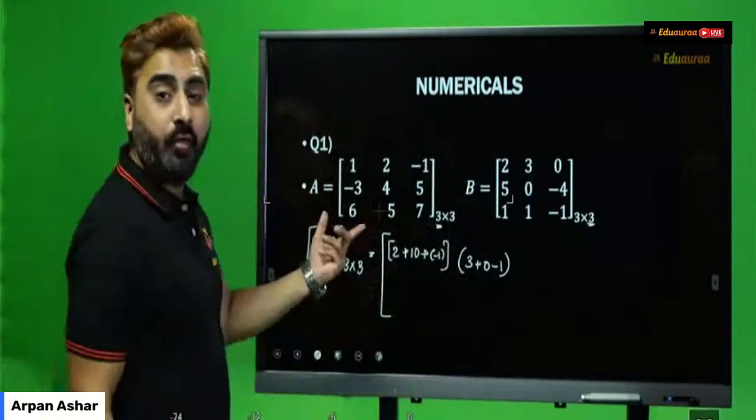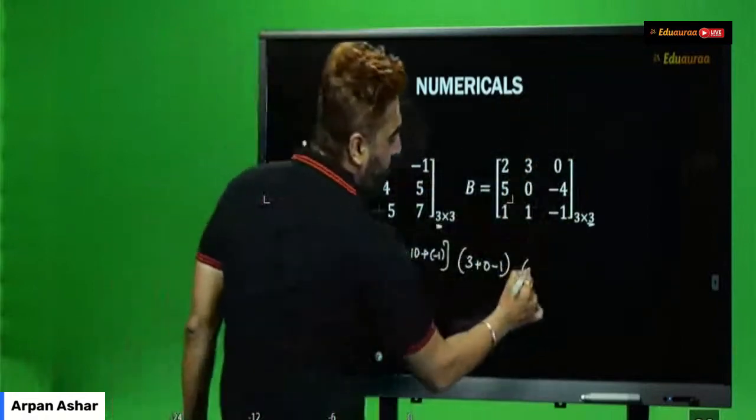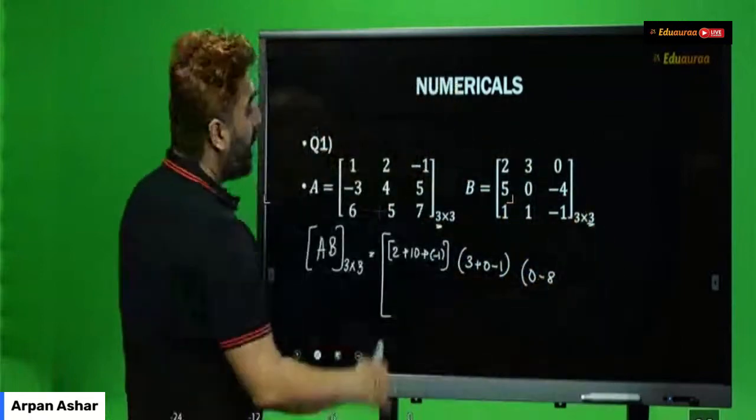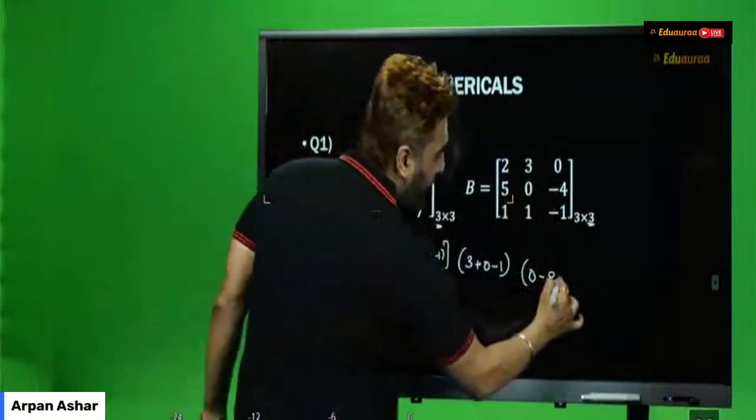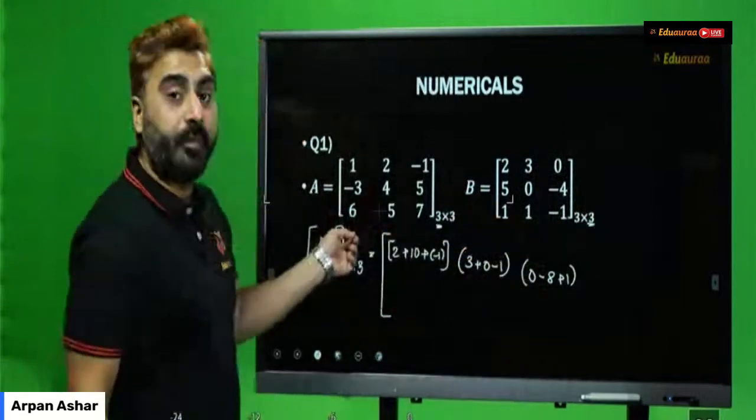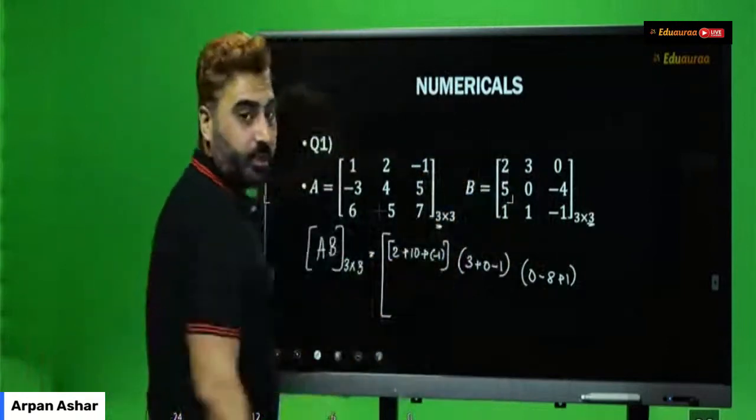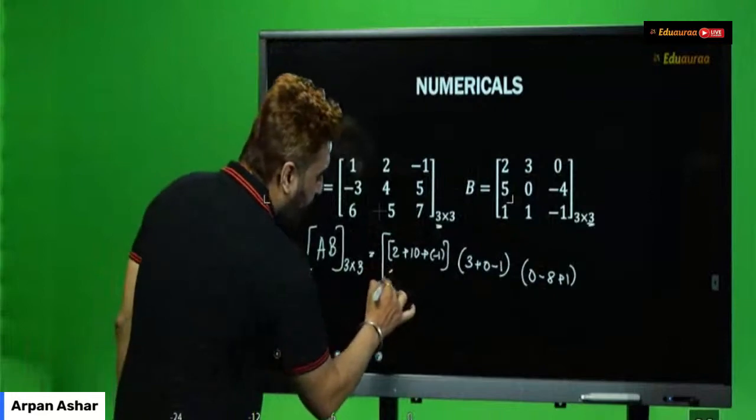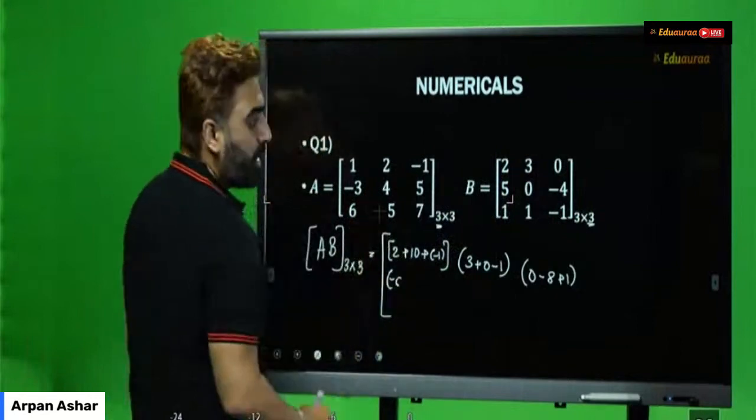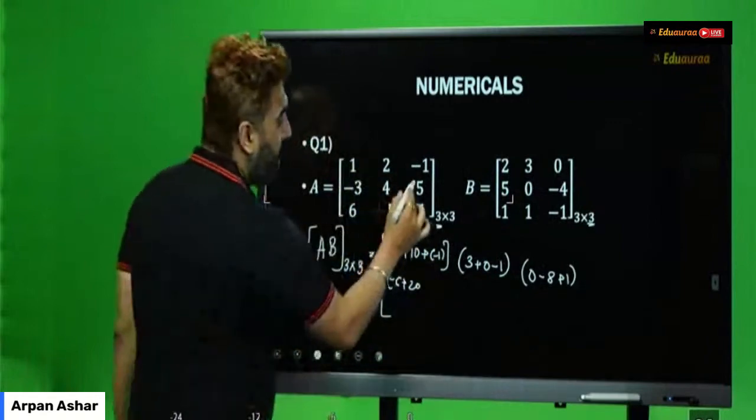फिर आएगा a13. हाउ विल यू मल्टीप्लाई? फर्स्ट रो थर्ड कॉलम, सो ये होगा 1 into 0, 0, plus 2 into -4, -8, plus -1 into -1, क्या मिलेगा? +1. ये हुआ a13. अभी a21. How will you find a21? Multiply second row with first column. So when you multiply second row with first column, क्या होगा? -3 into 2, -6, plus 4 into 5, 20, plus 5 into 1, 5.